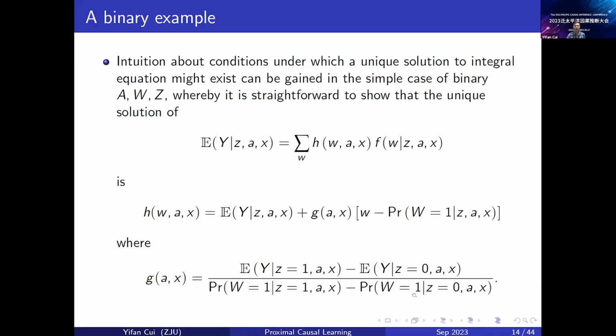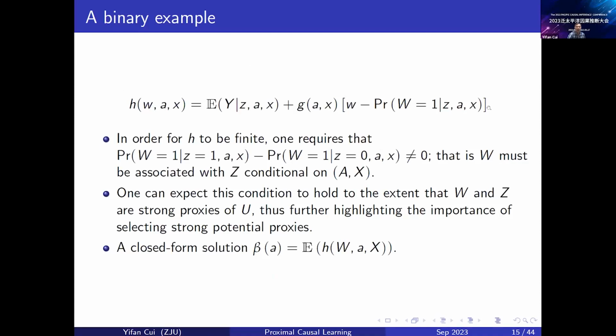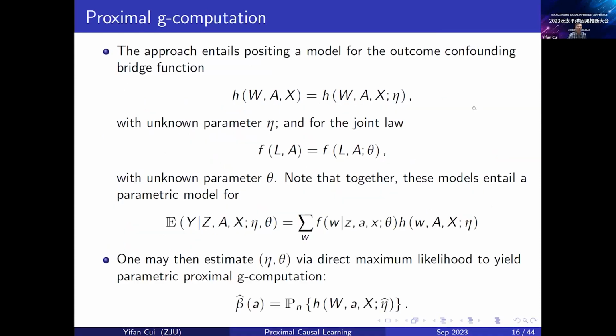Essentially, we want the denominator of g to be non-zero, which is about the conditional dependence between W and Z given A and X. This is an important aspect of proximal causal inference. And here, for this very simple example where A, W, and Z are binary, we have a closed form solution. But in general, because we want to solve an inverse problem, we don't have a closed form solution. How do we solve this h?